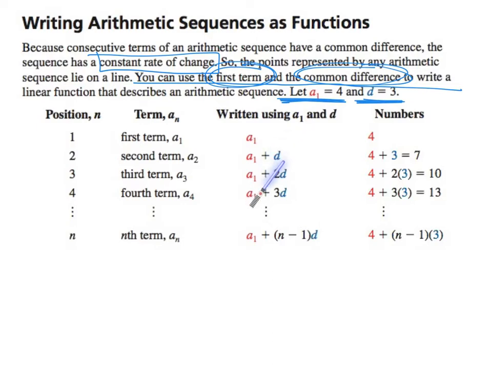You take the fourth term, notice this, the fourth term, and then you do the third term plus the difference. So you're taking 1 more than that term. So your formula is this. You are taking the first term, you're then adding n minus 1, n representing the position, not the term, multiplied by the common difference.